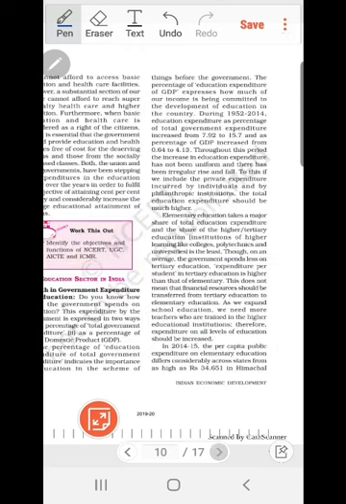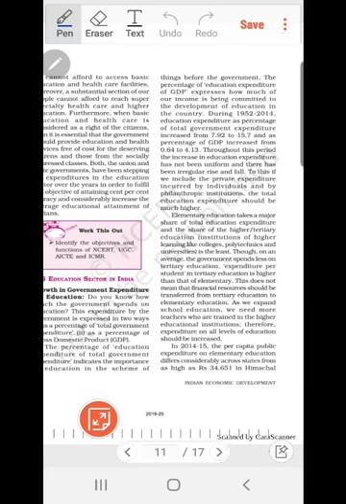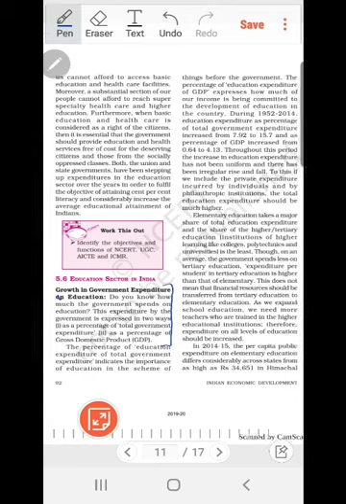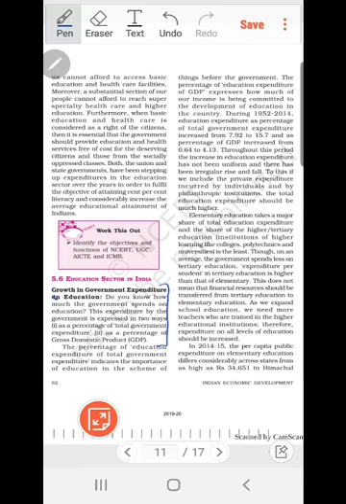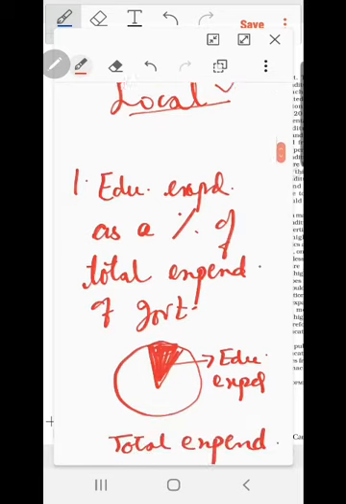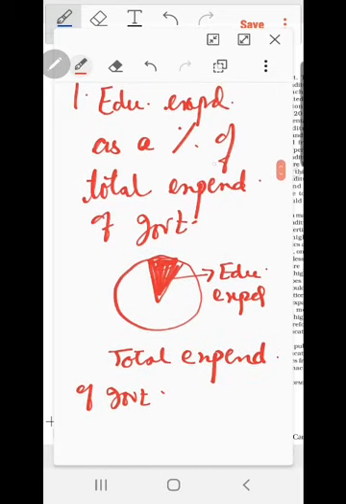Now coming to the education sector in India. The first thing that we should know is how can we measure expenditure incurred by government on education. This expenditure incurred by government is expressed in two ways. Firstly, it is expressed as a percentage of total expenditure of government. That is, if this is the total expenditure incurred by the government, then this portion represents the education expenditure.